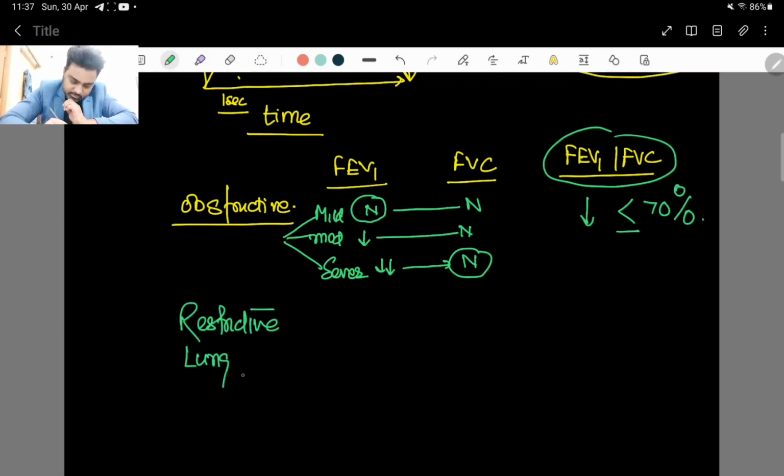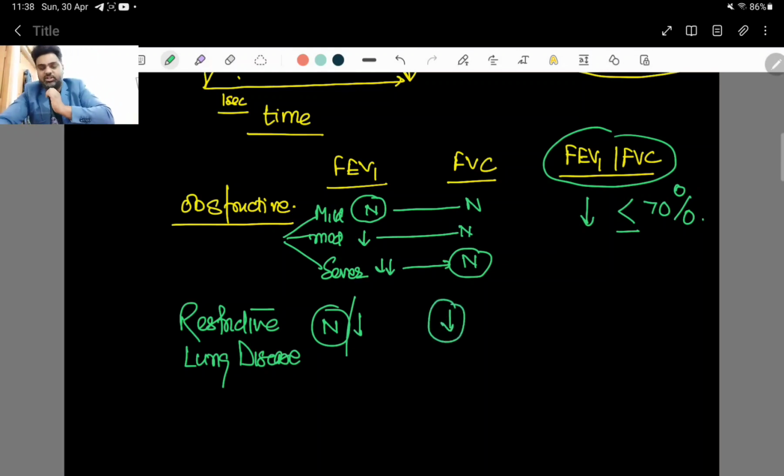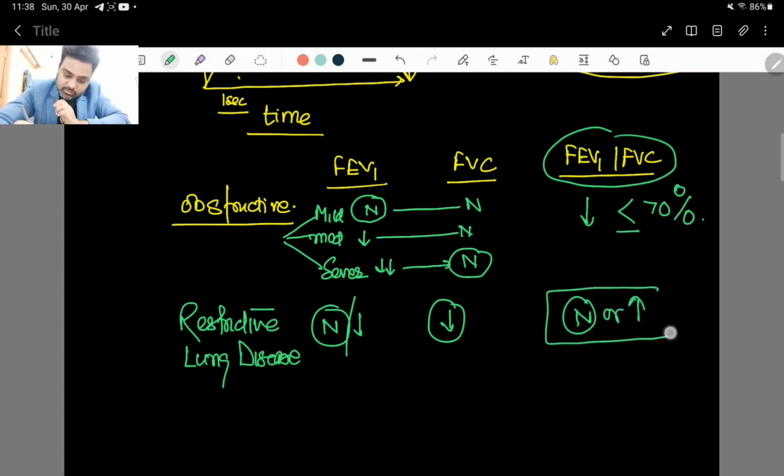Restrictive lung disease. Now in restrictive lung disease, I have said that FVC is more sensitive, and FVC will decrease more, and FVC will decrease early. So FEV1 can be normal or it can be decreased, but FVC will always be decreased in cases of restrictive lung disease. So what will happen to the FEV1 by FVC? FEV1 by FVC will be normal or it will increase. Okay, so FEV1 by FVC in restrictive lung disease will be normal or increase.